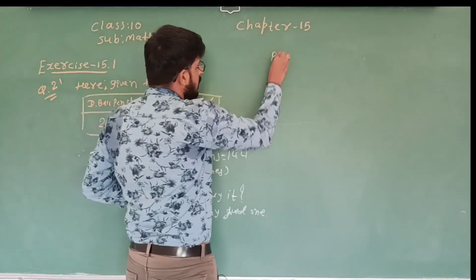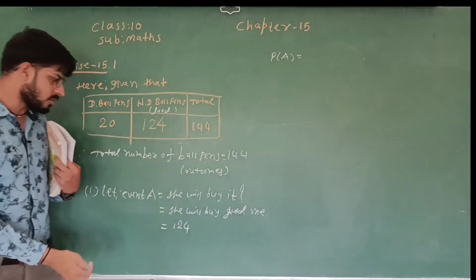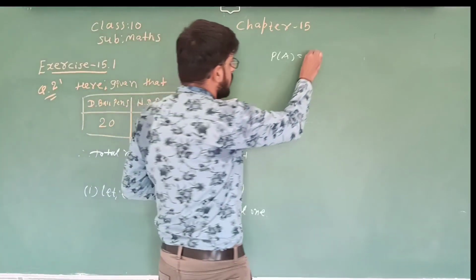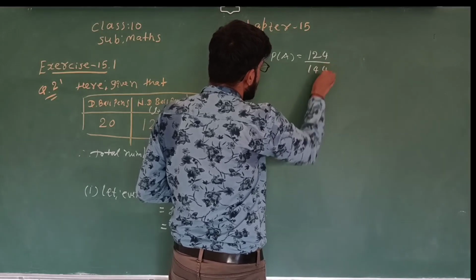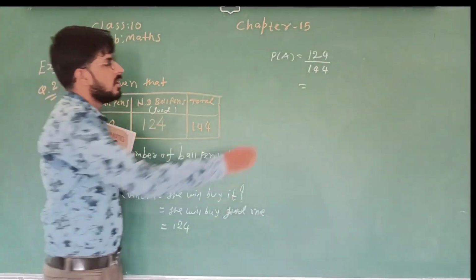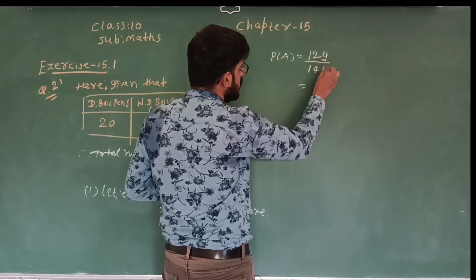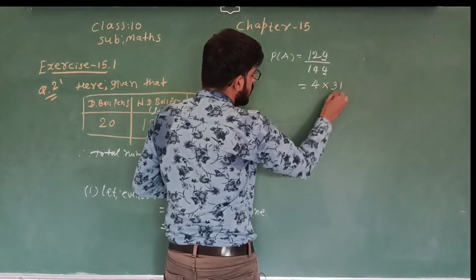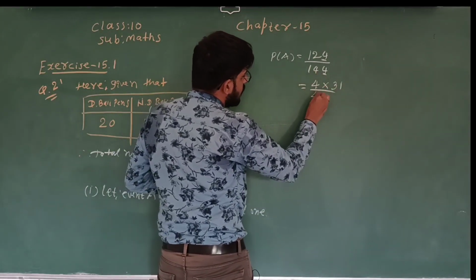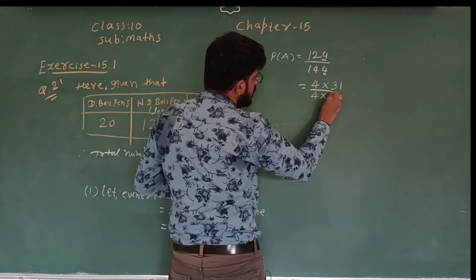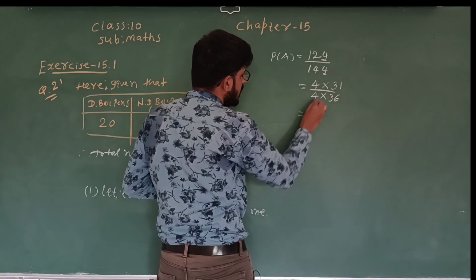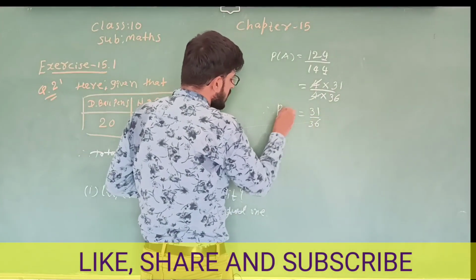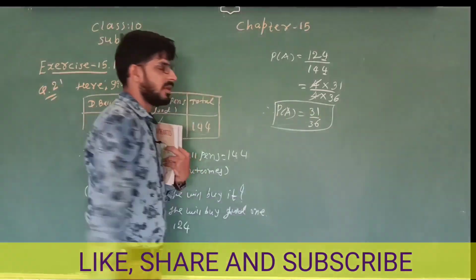Now we can write probability of A. It means favorable outcomes to the event A upon total number of ball pens, that is, total number of outcomes. So we get 124 by 144. Now simplify it. Both numbers are divisible by 4. 4 times 31 is 124, 4 times 36 is 144. The 4s will cancel out. So we get 31 by 36. Therefore probability of A gives 31 by 36.